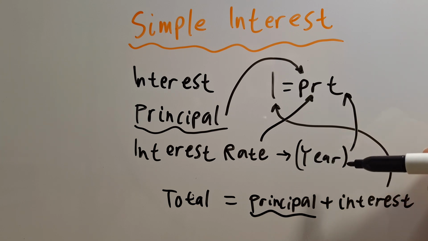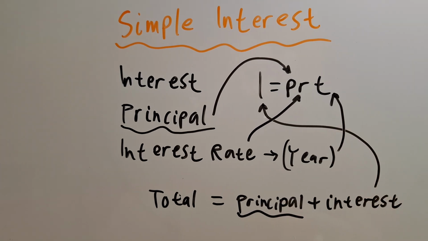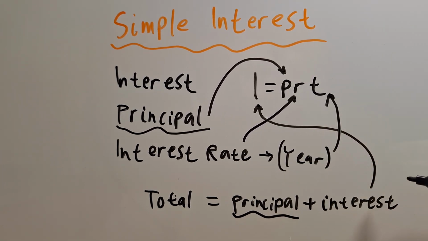We'll work out an example or two where we're dealing with time that is either less than a year or more than 1 year. But for the first example, which we'll do in the next video, we'll look at interest for 1 year.